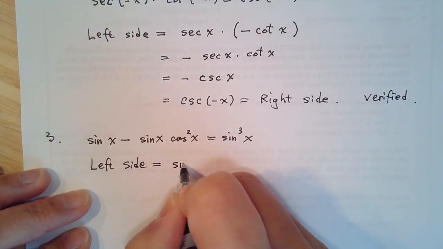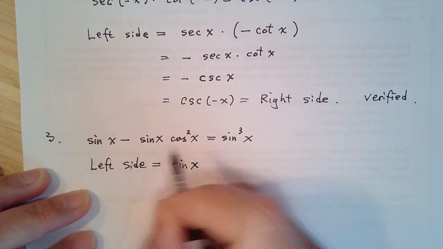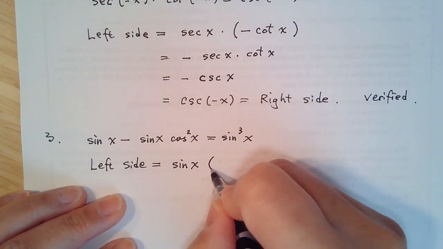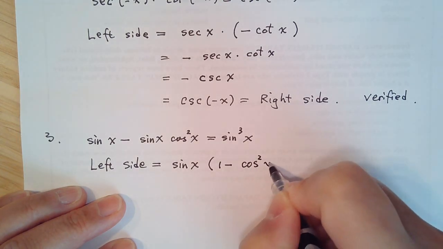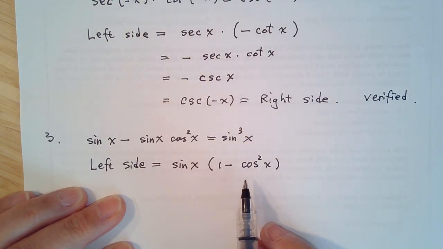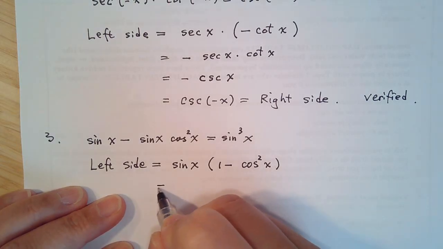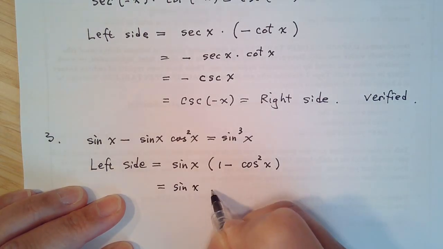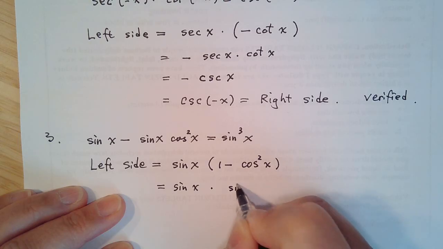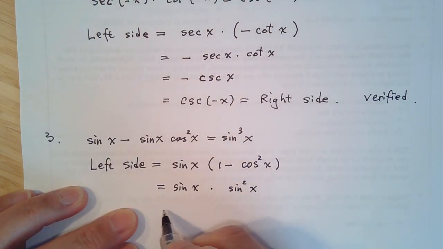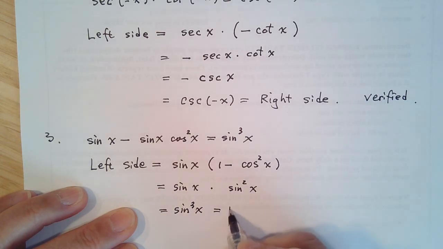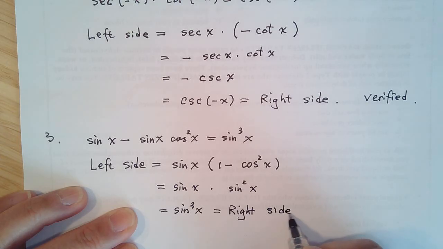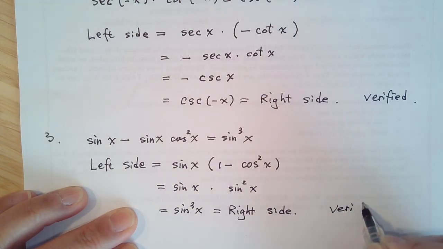I factor sine x out because both of them have this factor. And then inside, I will get 1 minus cosine square x. Well, this is perfect because 1 minus cosine square is a sine square. So I have a sine square x times sine x. So that is exactly sine x cubed, which is the right side. And verified. You're done.